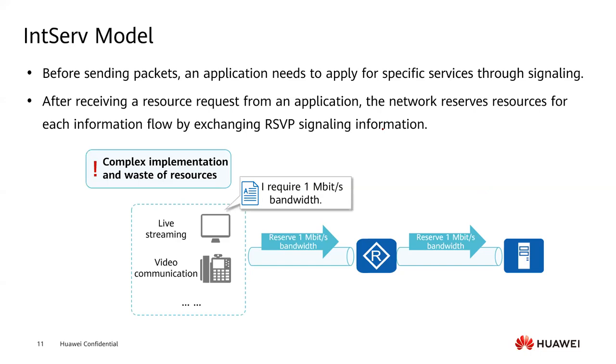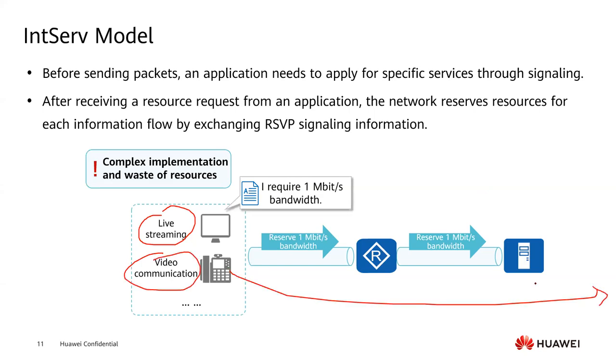The second is integrated services. The concept of the integrated services model is like this. For example, if I want to forward a live stream or maybe video communication traffic to the other side, to the server or to another client, before forwarding the packet, I will request a tunnel. I will request some path, and I will ask the devices on this path to reserve, for example, 1 megabit of bandwidth for certain services. And after all the devices have reserved those resources, I will send in the packets.